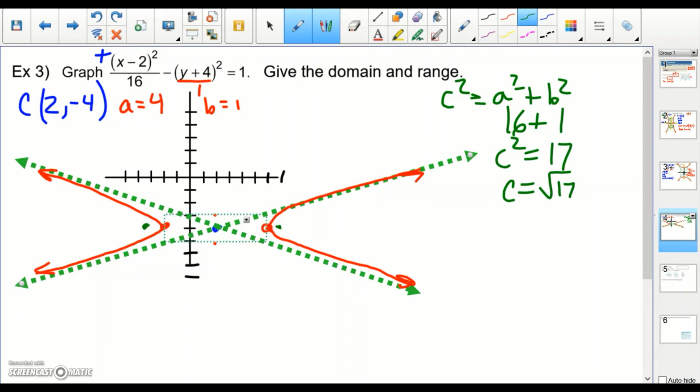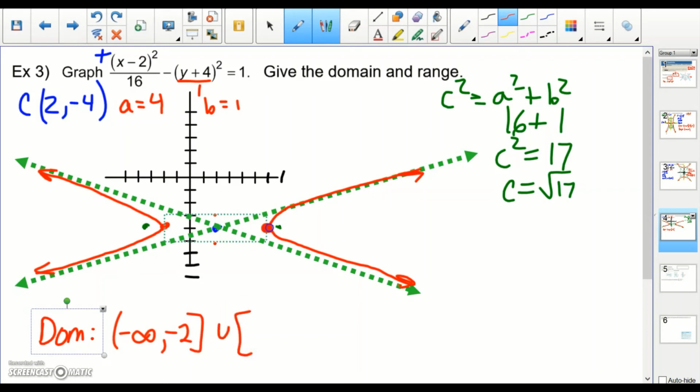Okay. We have to give the domain and the range. Domain, the x numbers, going from negative infinity to, it looks like negative 2, inclusive, unioned with this vertex point at 1, 2, 3, 4, 5, 6, going to positive infinity. As for the range, it's going to be all real numbers.